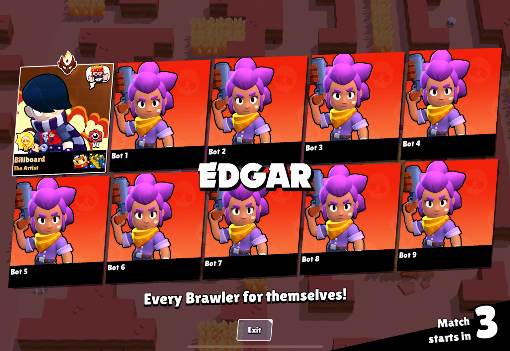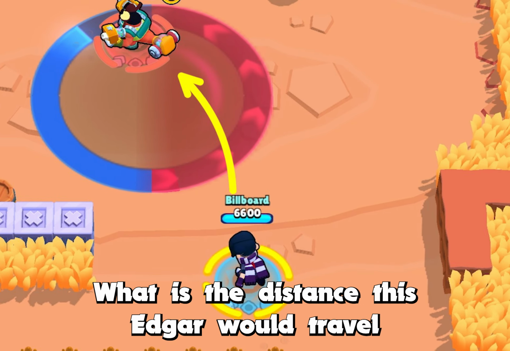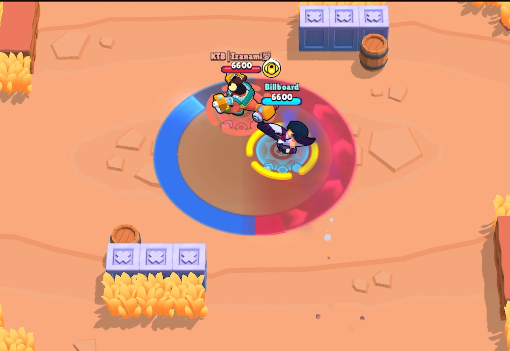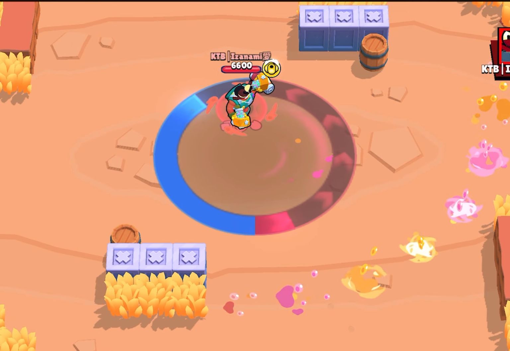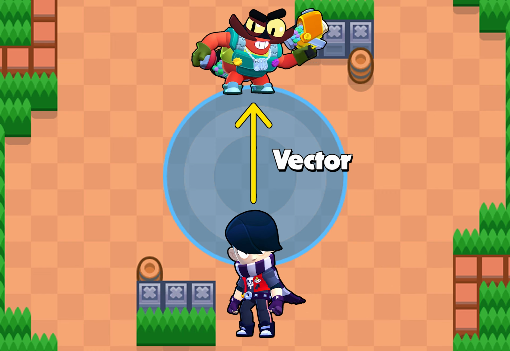Imagine you have a teammate. This teammate has decided to play Edgar on Hot Zone. Back on the grind. What is the distance this Edgar would travel in order to feed the friendly neighborhood Clancy? This distance Edgar has traveled can be called by the name vector.